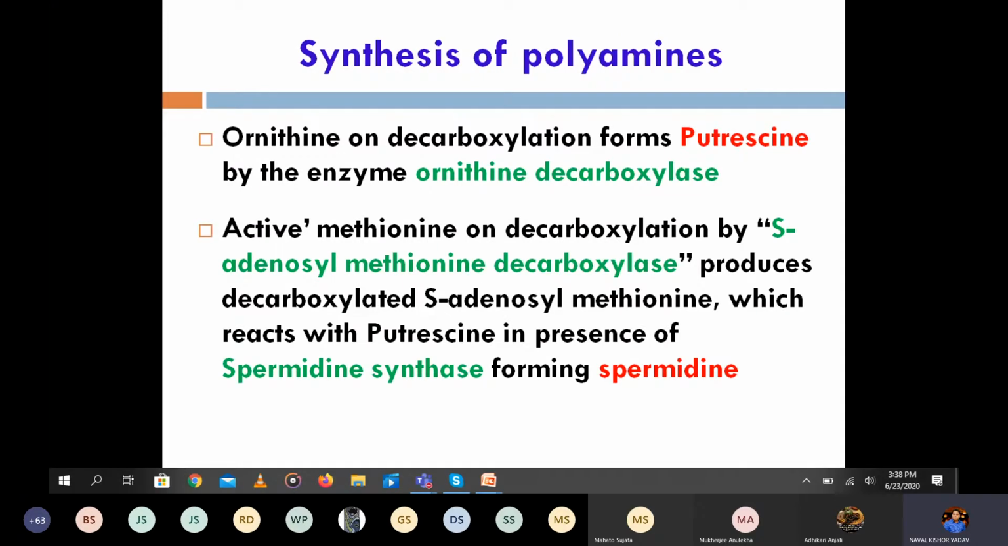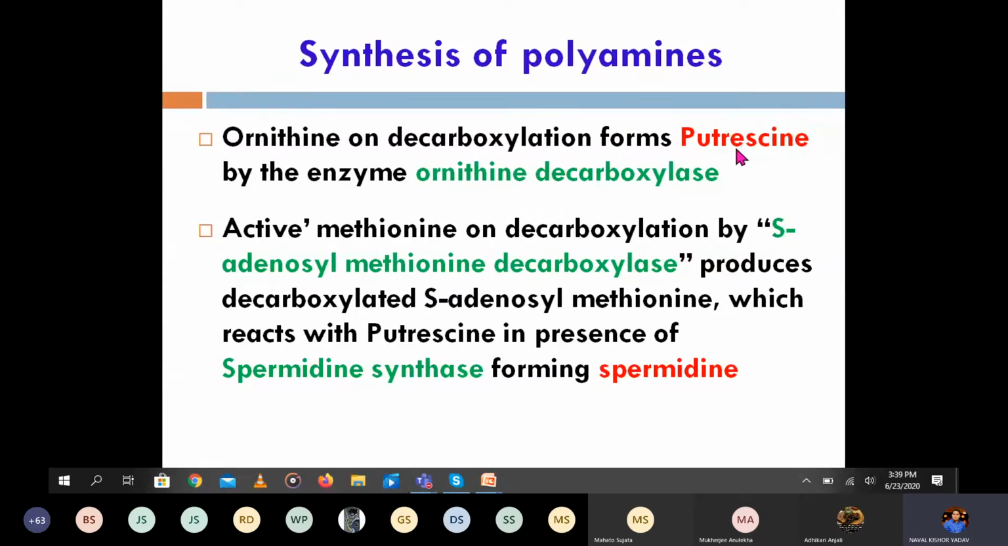How are polyamines synthesized? As I told you, the first precursor is ornithine. From ornithine, first putrescine is synthesized. The enzyme that catalyzes the reaction is ornithine decarboxylase. This enzyme causes decarboxylation of ornithine to form putrescine. So putrescine is formed from ornithine by decarboxylation, catalyzed by ornithine decarboxylase.